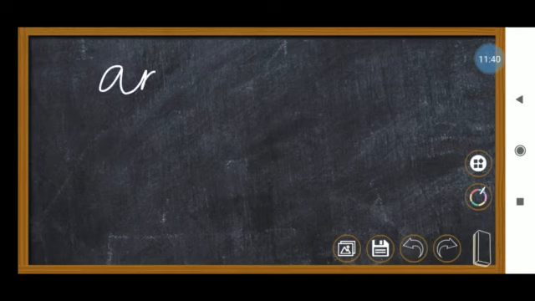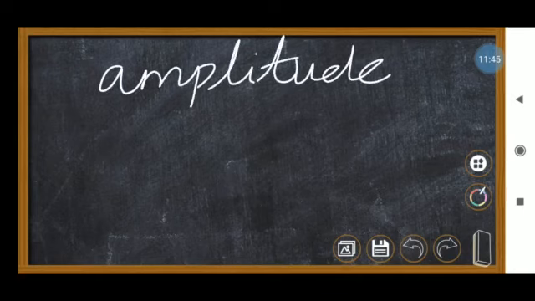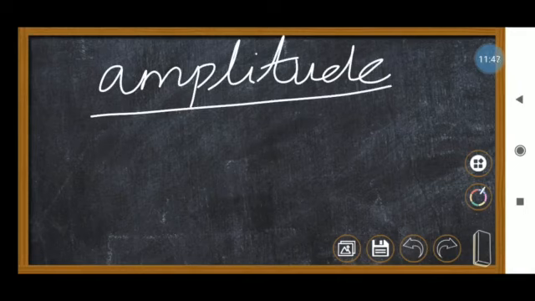Okay, and then what are the things we have studied? Yes, amplitude. So what does amplitude mean? See one thing students, it's the maximum displacement. When the particle vibrates, the maximum displacement from the mean position is called amplitude.